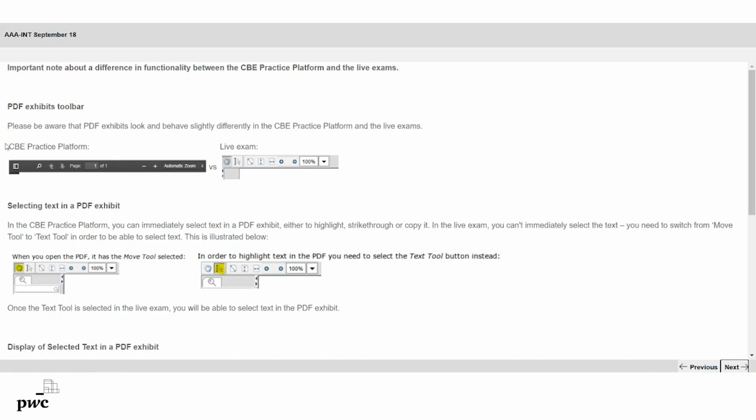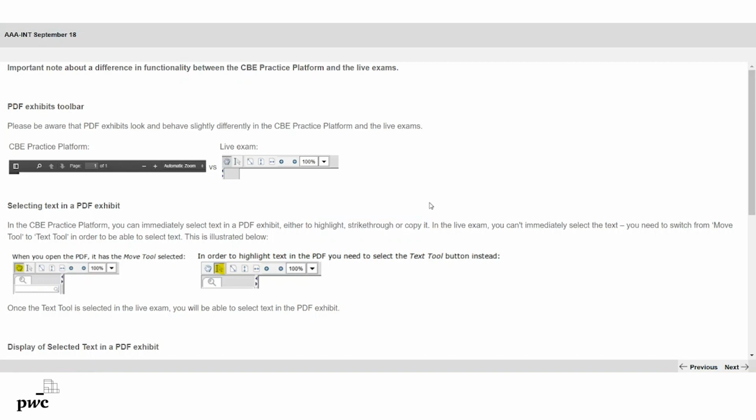In the CBE practice platform, you will see this environment. However, in the live exam, you will see the icons for hand and arrow. So in order to be able to highlight, strike through or copy in the live exam, you have to switch from hand to arrow. Otherwise, you won't be able to put the text into the block.